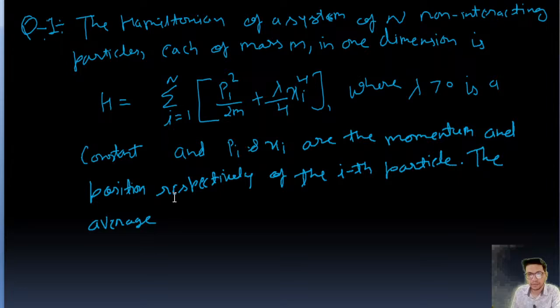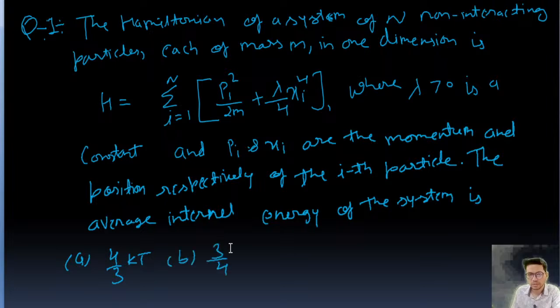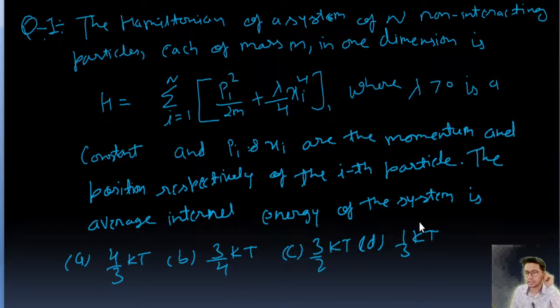The average internal energy of the system is... The options are: option A, 4 by 3 kT; option B, 3 by 4 kT, where k is the Boltzmann constant; option C, 3 by 2 kT; and option D, 1 by 3 kT. So these are the options, guys.